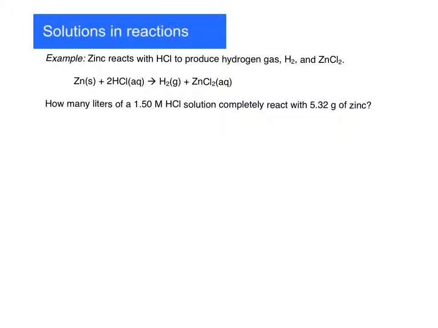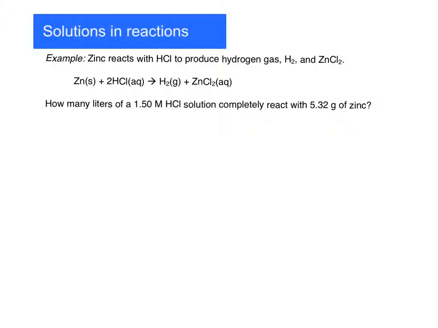Okay, so now we can expand and use these calculations in reactions. So this example is zinc reacts with HCl to produce hydrogen gas, which is H2, and zinc chloride, ZnCl2. How many liters of a 1.5 molar HCl solution completely react with 5.32 grams of zinc?